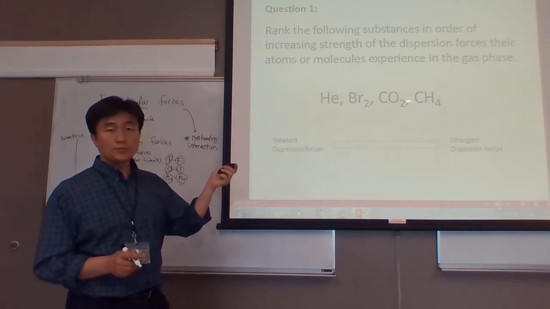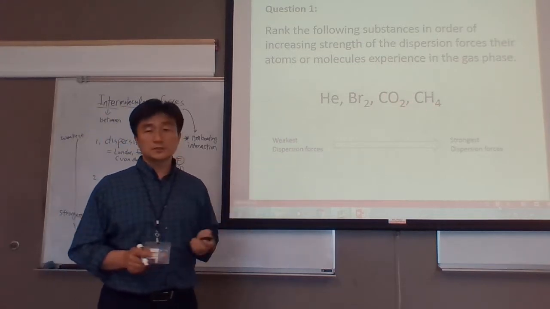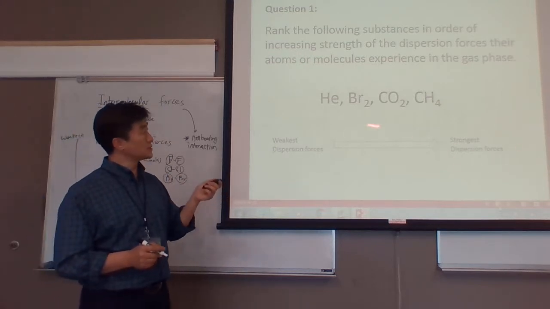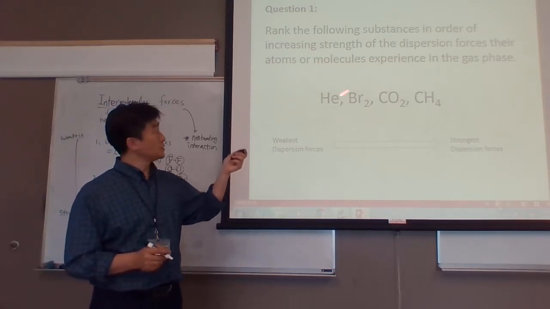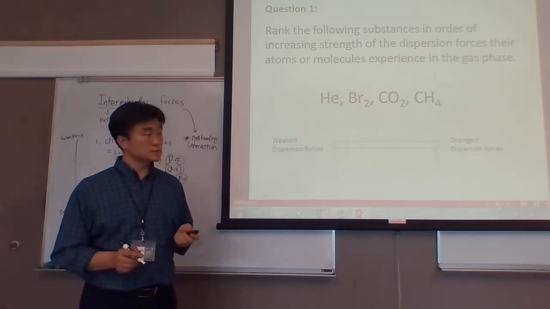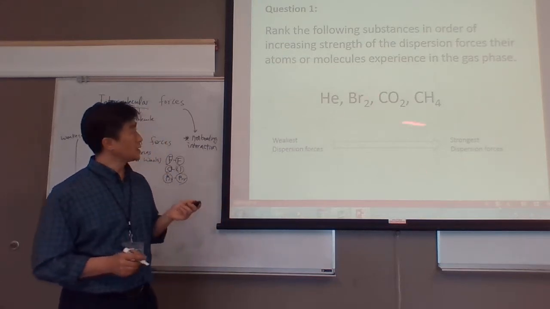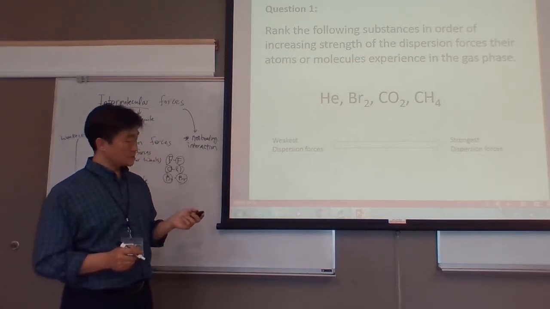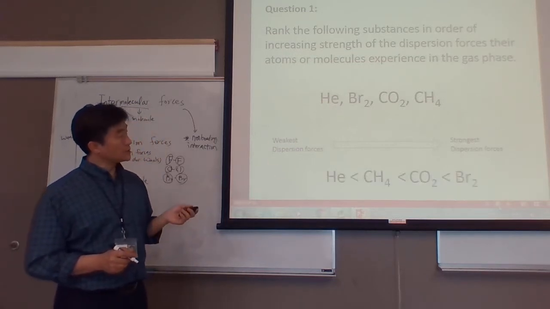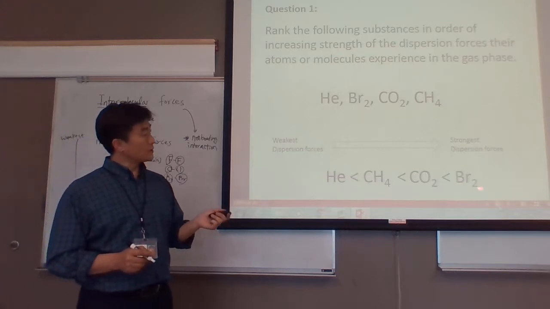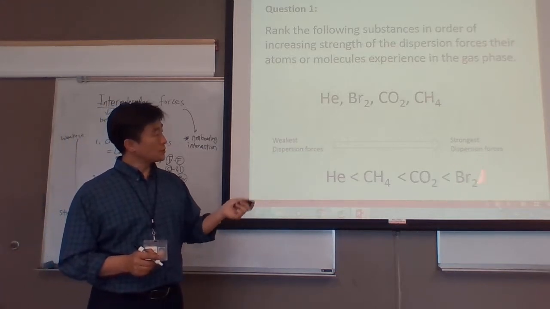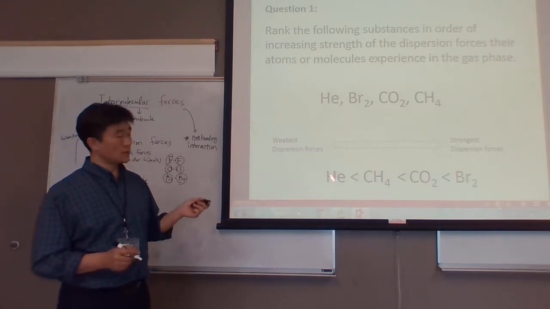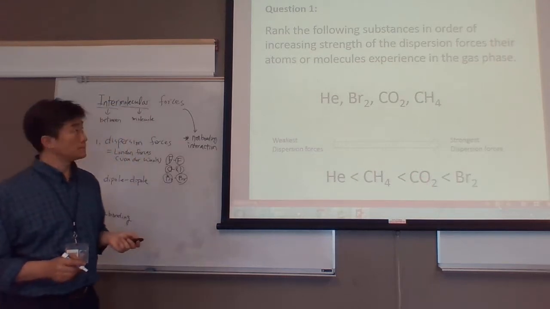Carbon dioxide is 44 grams per mole, methane is 16 grams per mole. So you can find the strongest dispersion force comes from the bigger molecular mass. So bromine will be the biggest, the strongest dispersion force. Helium will be the weakest dispersion force. So we can write now, based on molecular mass, bromine is strongest, then carbon dioxide, methane, and helium. This is in order.